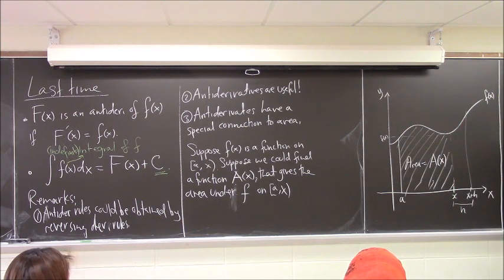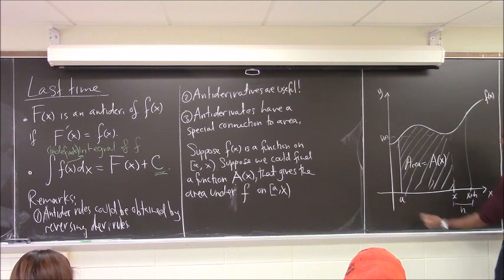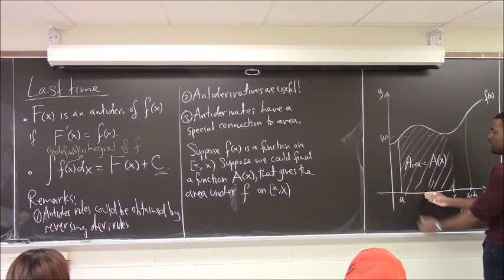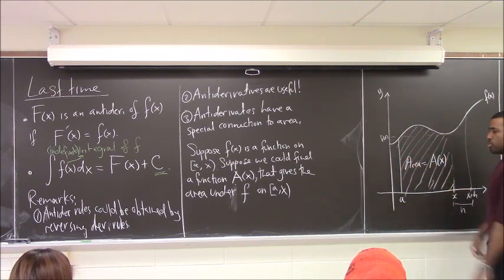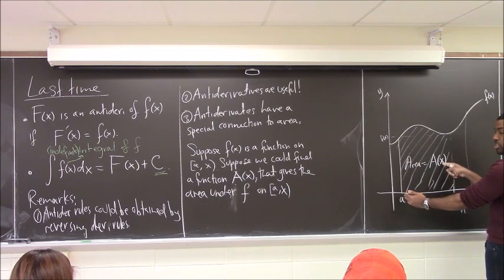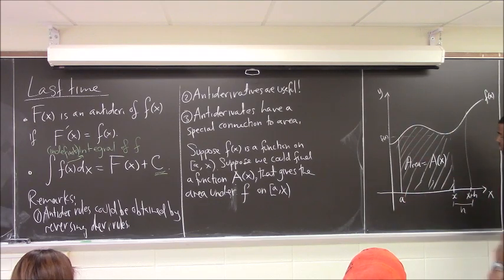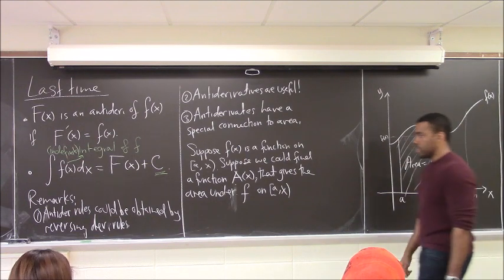So a could be anything, so it could be 1, and then if x is 2, this will find the area under the curve between 1 and 2. If x is 3, plug in 3 to this function, it'll give you the area under the curve between 1 and 3, etc. So I have a function that can measure the area up to x.